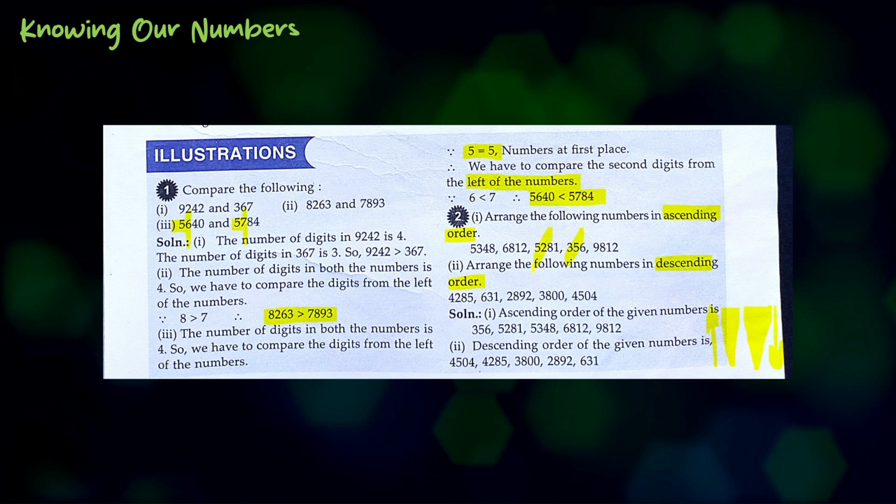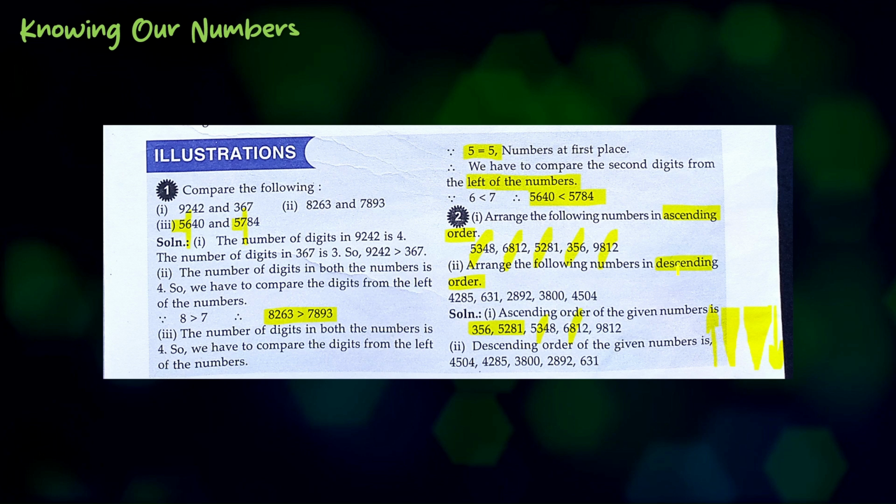So 5281. Okay, 3565281. Next, this is done. So this one is the next one, 5348. Okay, and now next, these two, comparing these two numbers, left of the numbers, comparison left of the numbers. So 6 and 9. So which is smaller? So this one. So we will write 6812, and next is obviously 9812. So this is how you do the ascending order.